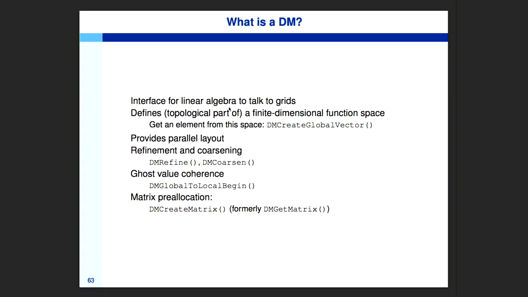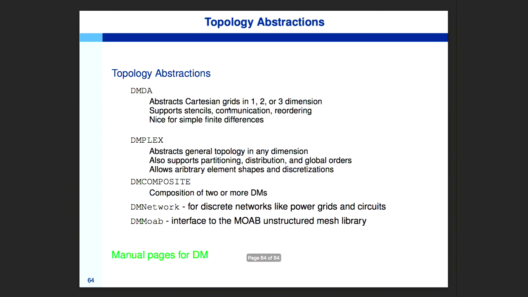So I'm just going to briefly touch on distributed arrays, which represent our topology abstractions. We talked earlier about building up matrices and vectors, and we need some way for those linear algebra objects to talk to meshes or grids. So DM is the part of PETSc that handles that, and it provides a way for interfacing between the so-called grid and the vector. So it can provide support for helping with parallel data layout, refinement and coarsening, and transfer of ghost values, as well as matrix memory pre-allocation.